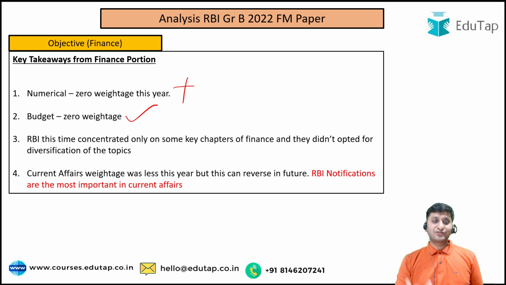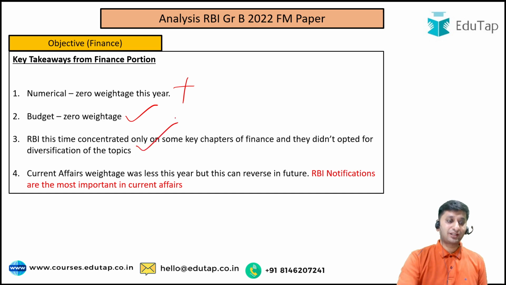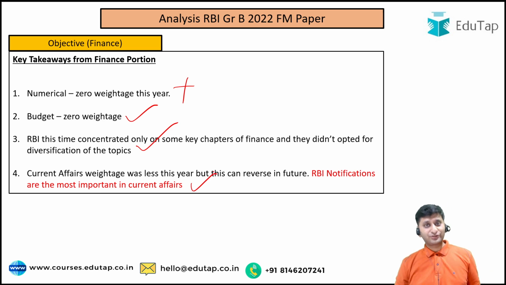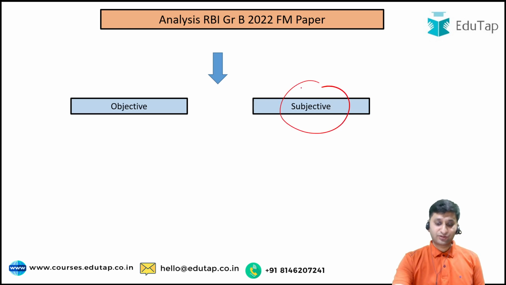Then RBI concentrated only on some key chapters like debt markets and banking and financial system, as I told you earlier. So they did not opt for diversification of topics, which should be the case because there are many other topics like derivatives, bonds, risk management, which are very very important, but I am not sure why they didn't ask anything from that. और current affairs weightage less था जैसे मैंने आपको बताया, but this can reverse in future. And for current affairs, RBI notifications have been important, they were important this year, and they will be important in the future also. Now coming on to the subjective part, which is again worth 50 marks.